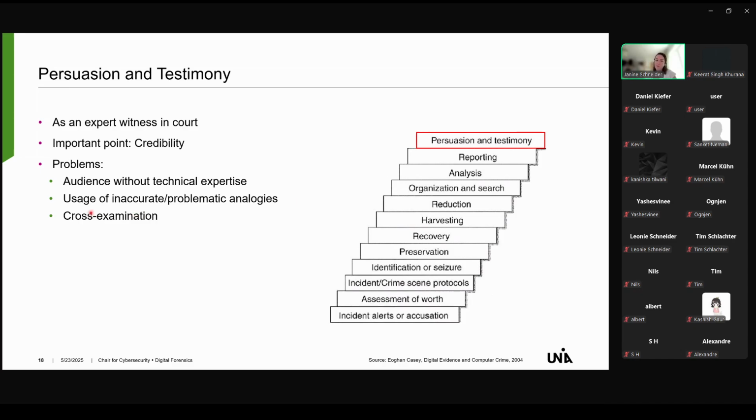So you have to be prepared for these analogies, and you should not use them yourself. If you try to make a point or explain what you did, you should not use these analogies because it doesn't work like that. And the expert witness also needs to be prepared for the cross-examination. So you also have to respond to the questions from the other side. If you work for the prosecution, for the judge, or the defense, you always have to prepare for the questions from the other party.